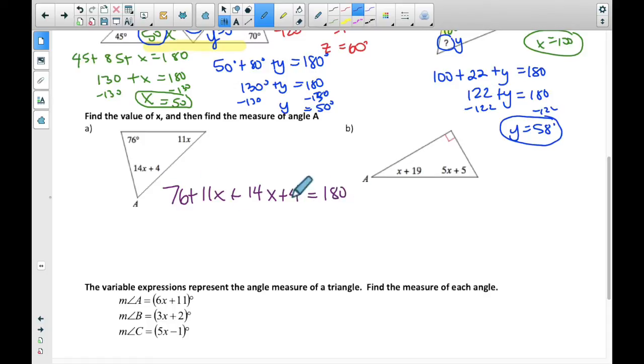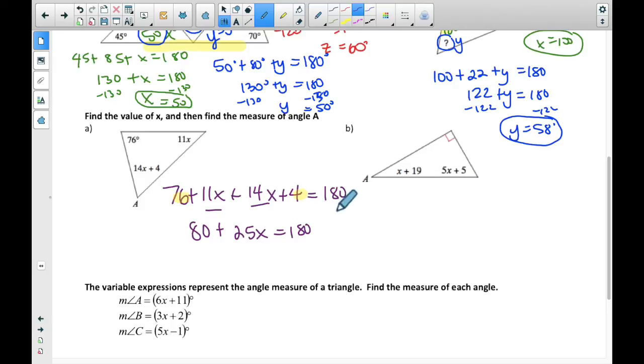So I set them all on the same side. All those add up to 180. Since they're on the same side of the equal sign, I'm going to combine my like terms. What are my like terms? Well, 76 and 4, those go together. So those add up to 80. And 11x and 14x, those go together. That adds up to 25x.